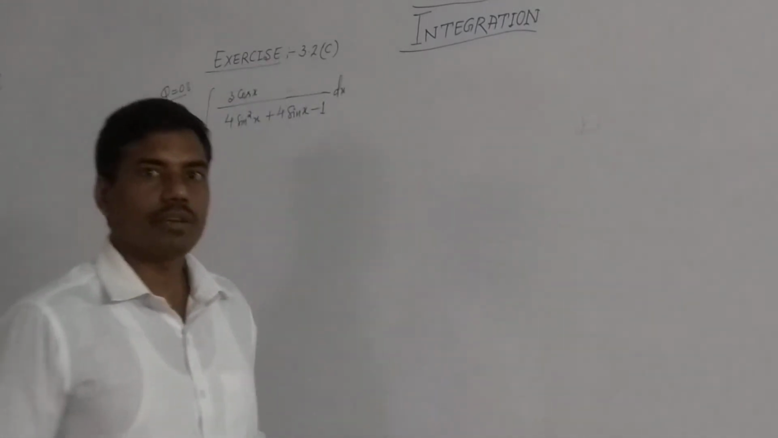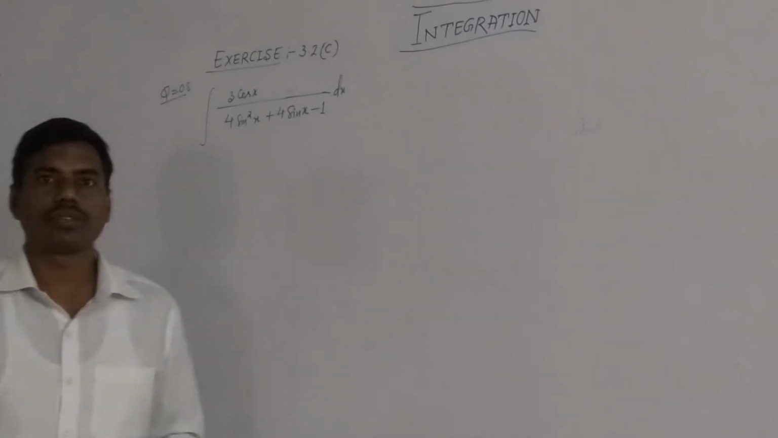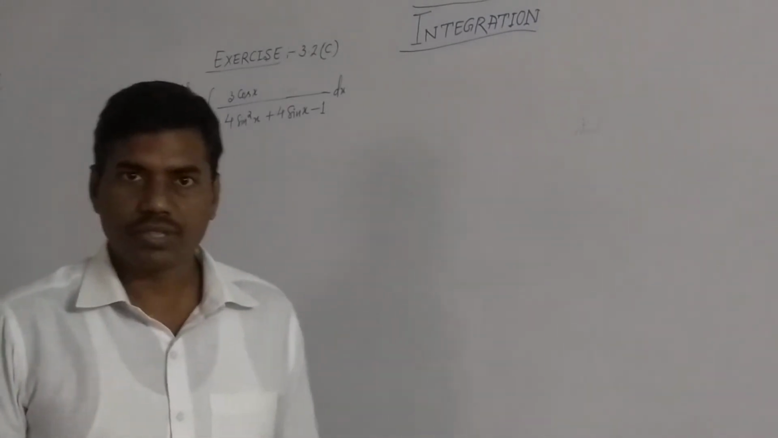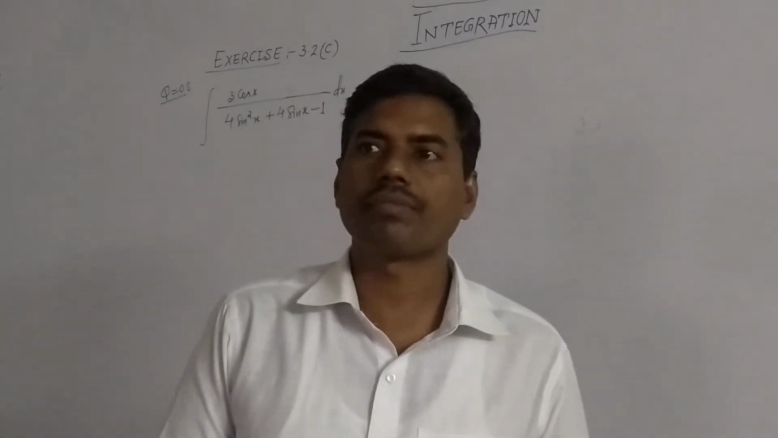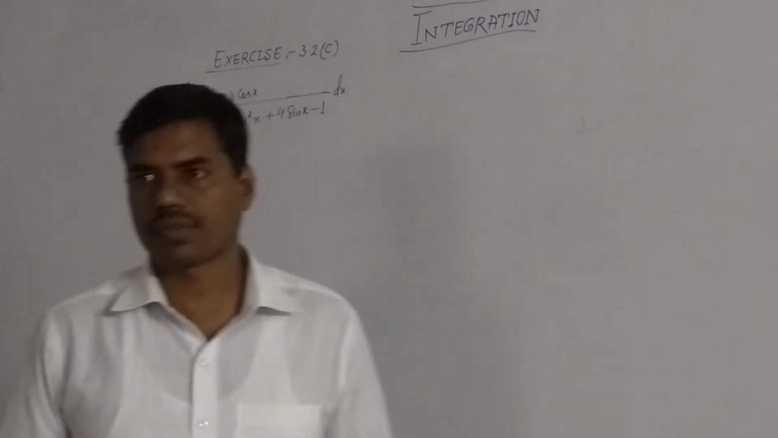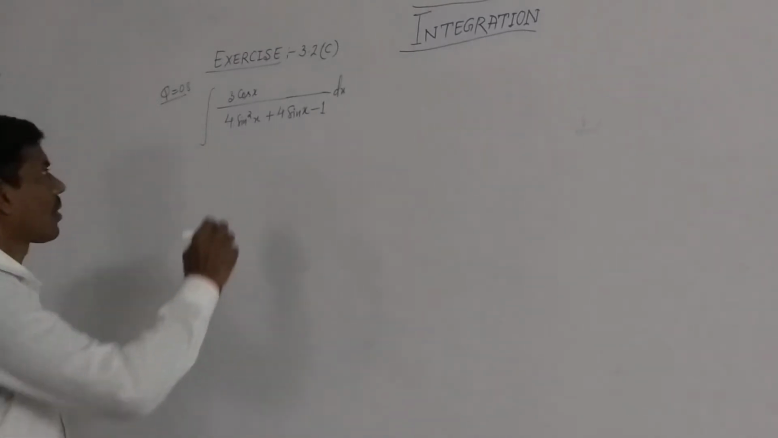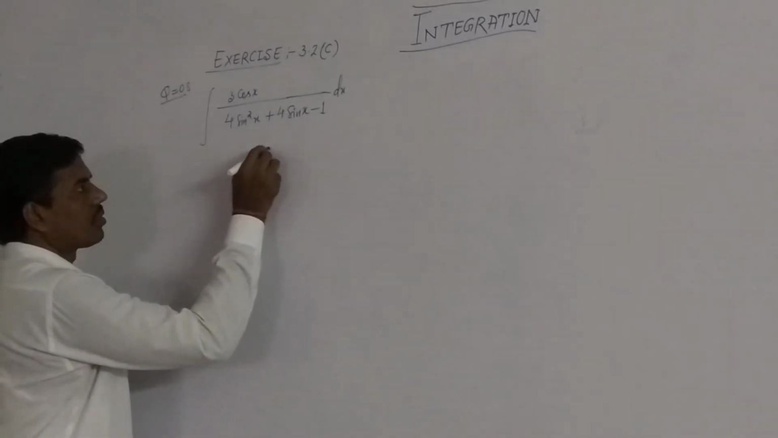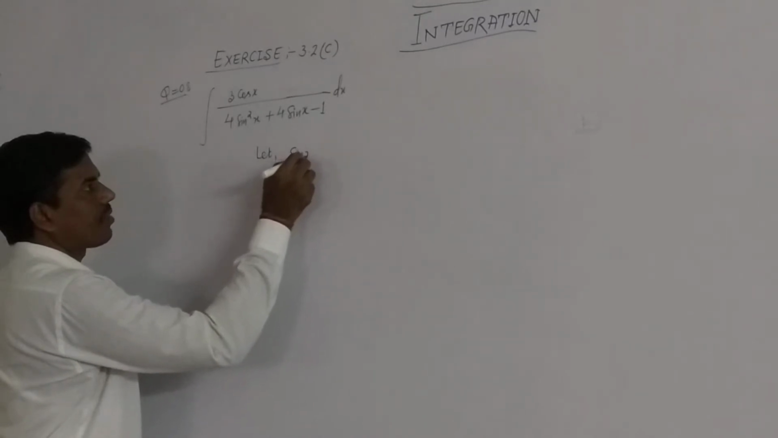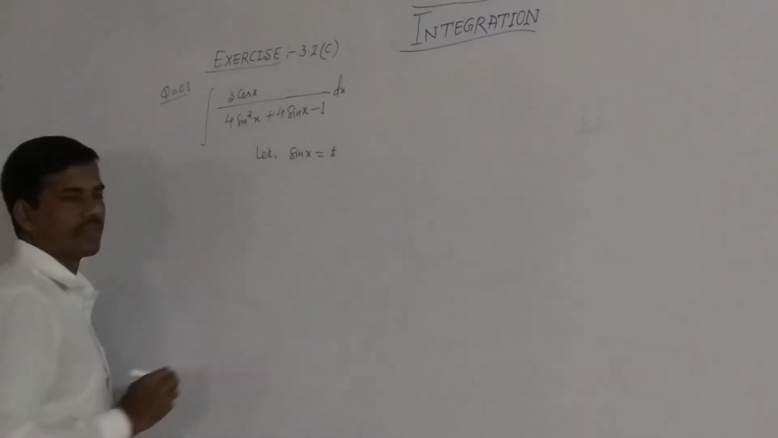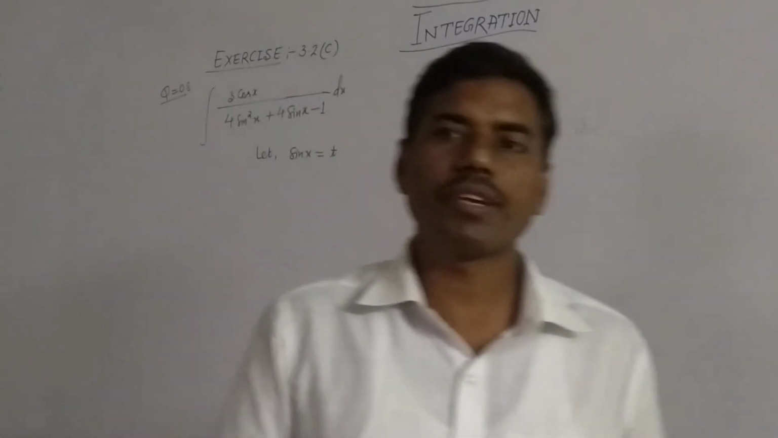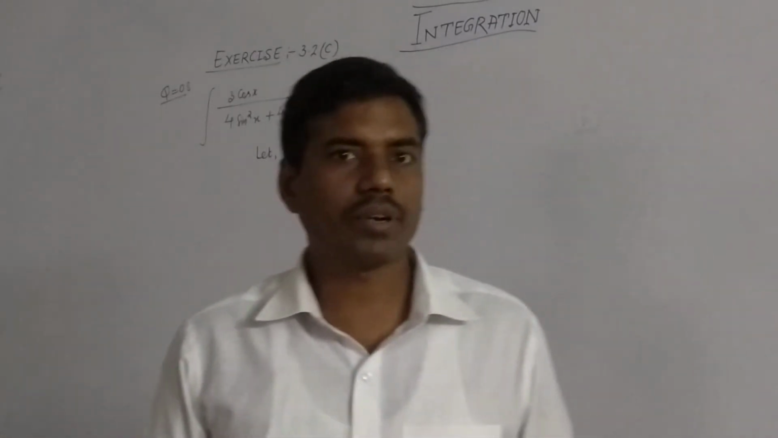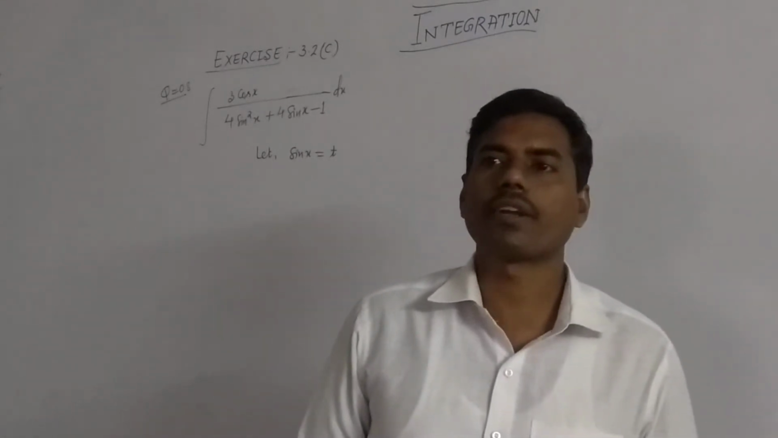Here we can replace sin x with t. Using our substitution method, you can replace the trigonometric function with an algebraic function. Let sin x equal t. What is our target? We have to convert our trigonometric function into an algebraic function.